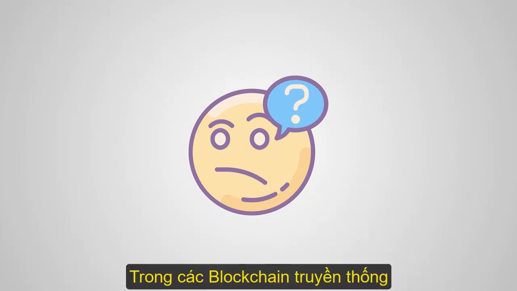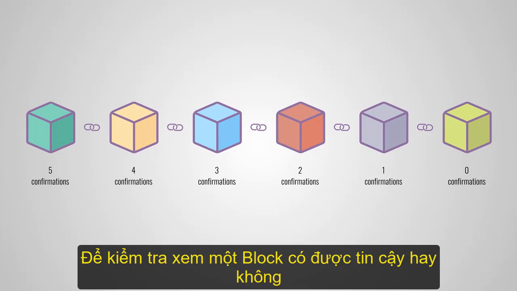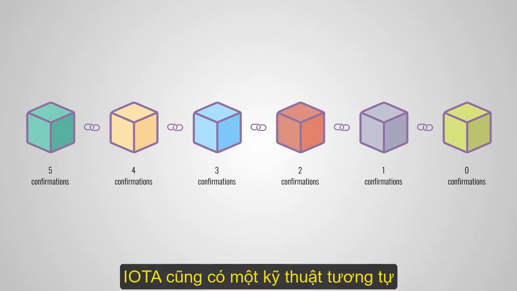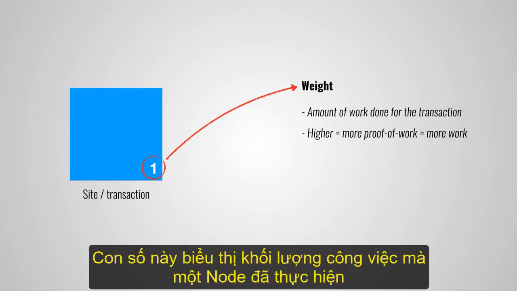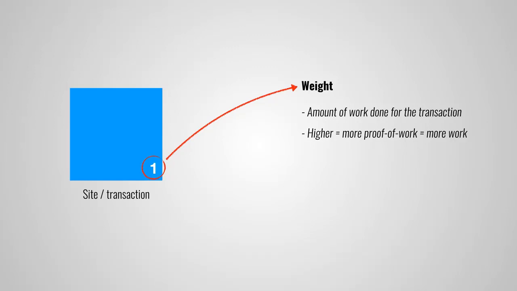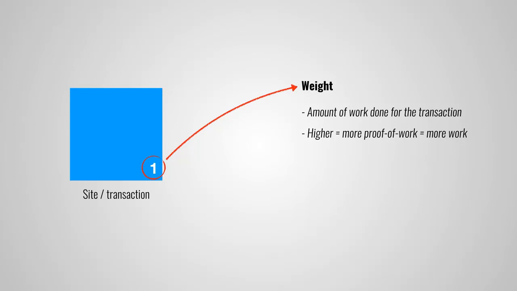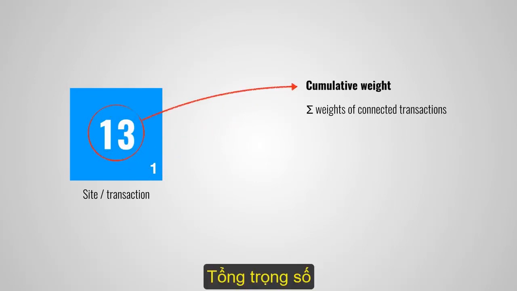In traditional blockchains, people often use the number of confirmations to check whether or not a block should be trusted. Well, IOTA has a similar technique. Each site has a weight. This number signifies the amount of work that a node has done to make this transaction. In other words, a higher number means that the node spent more time doing the proof of work for that transaction. Each transaction also has a cumulative weight.